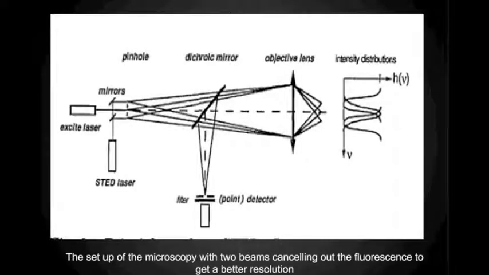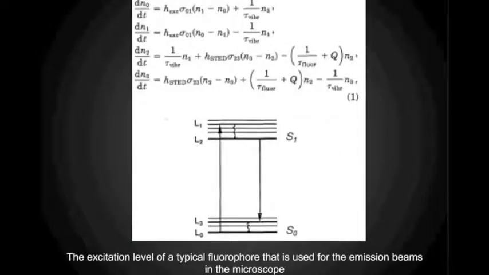In this diagram, you can see the setup of the microscopy with two beams canceling out the fluorescence to get a better resolution. This diagram depicts the excitation levels of a typical fluorophore that is used for the emission beams in the microscope. The energy levels that are involved in the excitation of a typical fluorophore can be seen here.